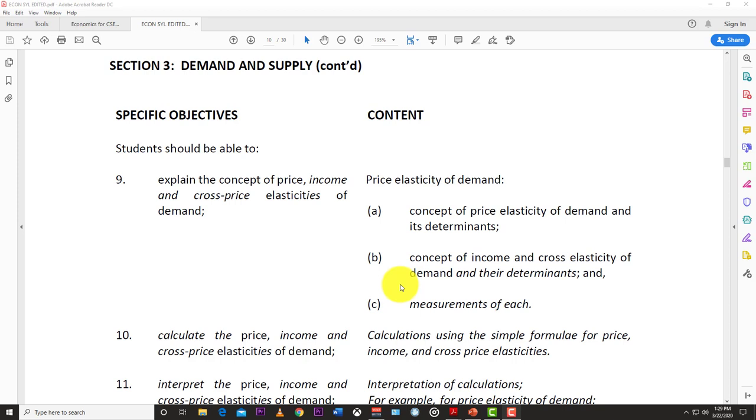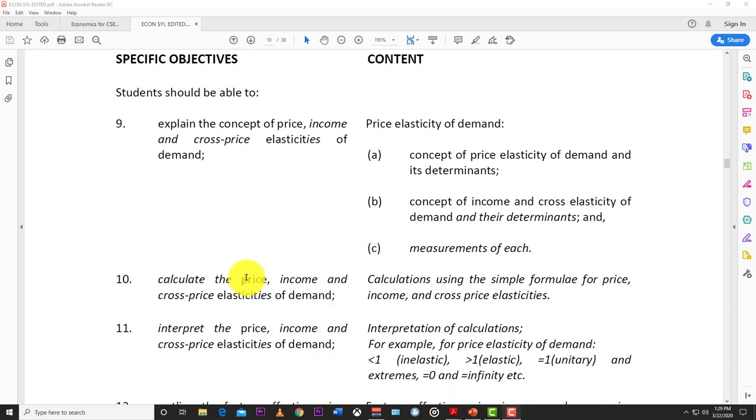And we're going to pick up from where we left off from the last econ video, which was section 3, demand and supply. But today we're going to look at elasticity. So we're going to try and cover as much as we can as it relates to elasticity, price elasticity, income elasticity, cross elasticities, and we're going to look and see how to interpret certain numbers and the graphs that are associated with each level of elasticity.